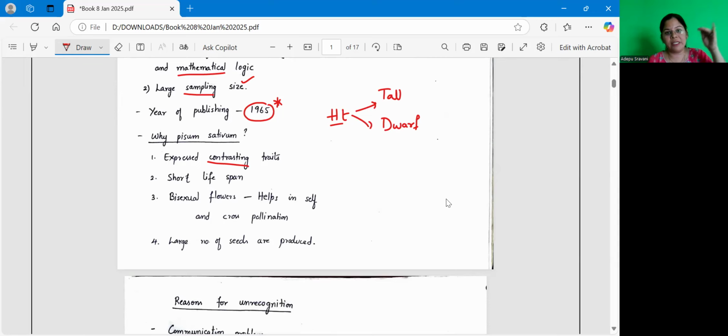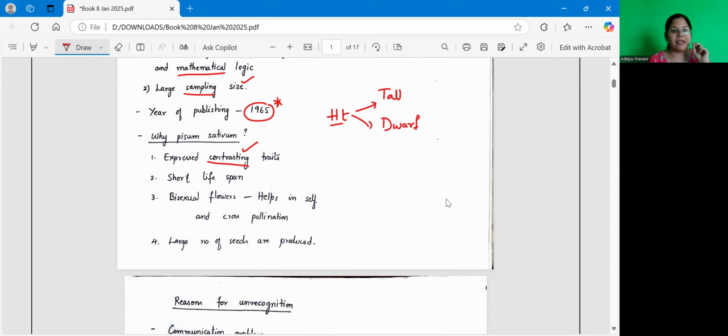We don't have in-between heights like how humans have a range of heights. We have very tall, very dwarf, and in-between average and all those things. But the pea plant will have either a tall plant or a dwarf plant. Clear? So that is called contrasting. Contrasting means opposite. So because of that, this was one of the reasons.